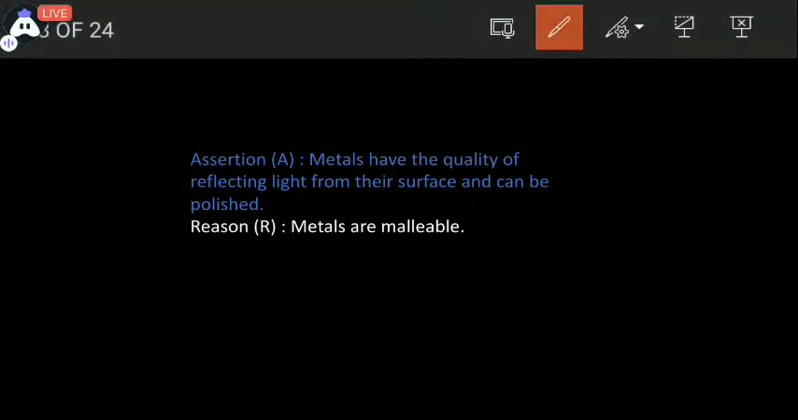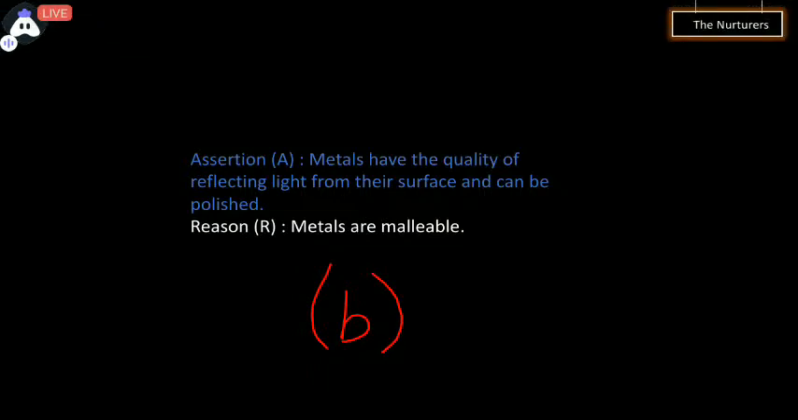But is it the correct explanation? Is it correctly explaining the assertion? Or is it just a point-to-point statement? Perfect. Yes, getting to the correct answer. Both the things are true. And if assertion and reason are true, but it is not the correct explanation, the answer must be B. So the answer of this assertion and reason is B.